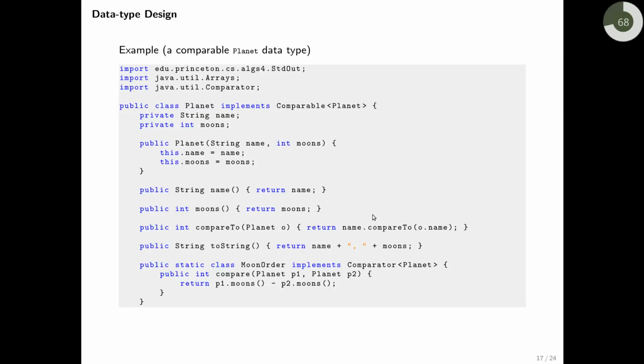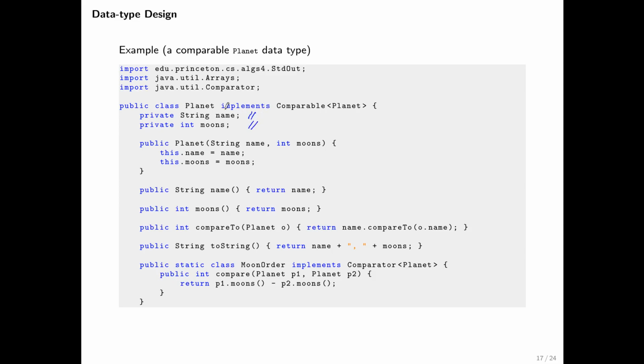So this data type is going to be called Planet, and it's going to represent any of the planets in our solar system. For us, each planet is going to be characterized just by two things: its name and the number of moons that it has. And those are what make up the instance variables for the Planet data type.